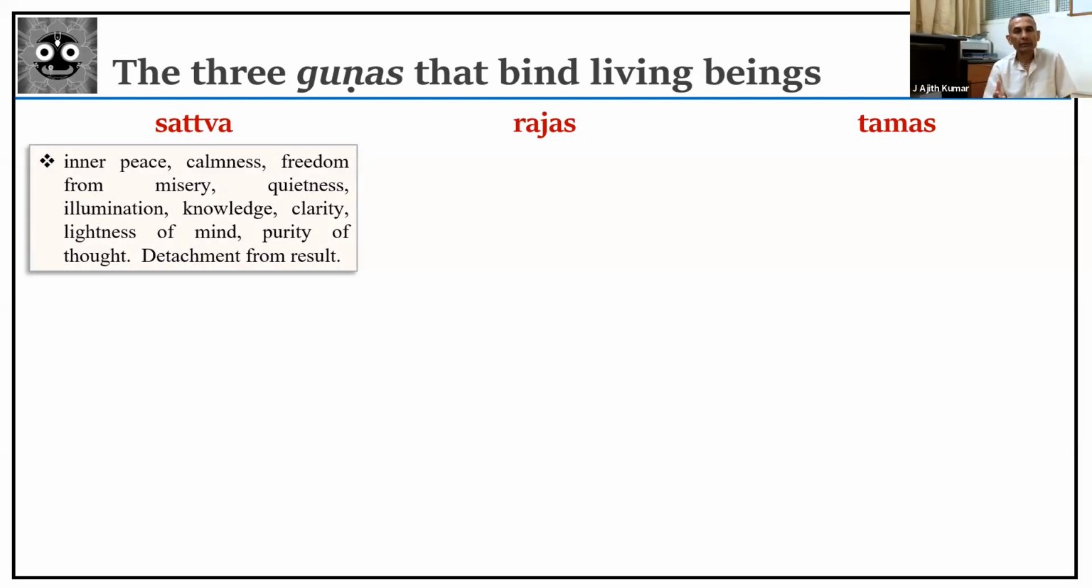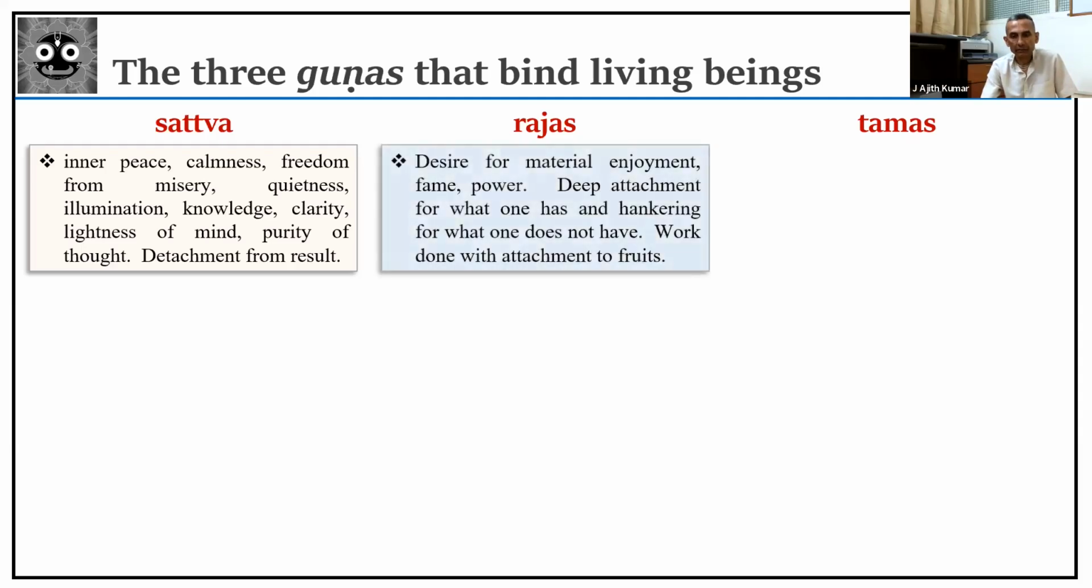Okay, and we also experience detachment from the result of our work. Suppose we are doing something, the result will come, but our sense of success is not dependent on the result. Now, what happens when Rajaguna is dominating our mind?